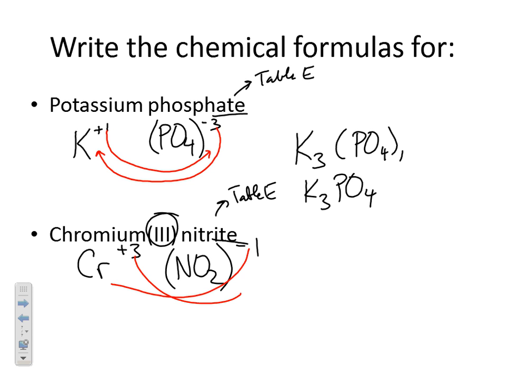Switch to the crisscross and reduce. So from that I get Cr(NO2)3. So there we go. So we're going to practice with this in class.